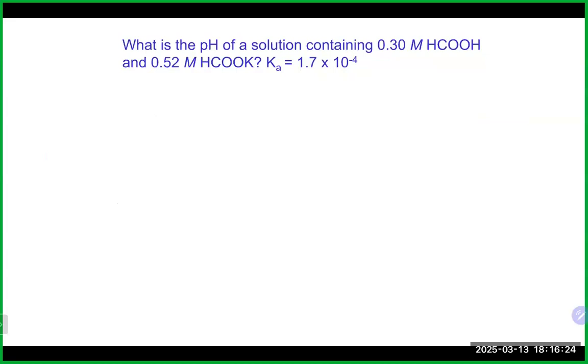So why don't we try one here? What is the pH of a solution that contains 0.3 molar, looks like formic acid maybe, and 0.52 molar potassium formate? The Ka value there is 1.7 times 10 to the minus 4.